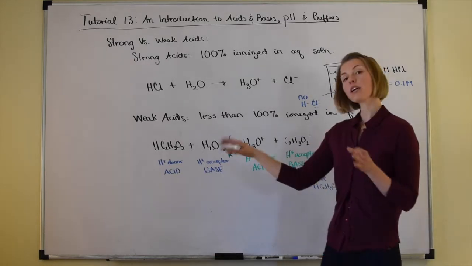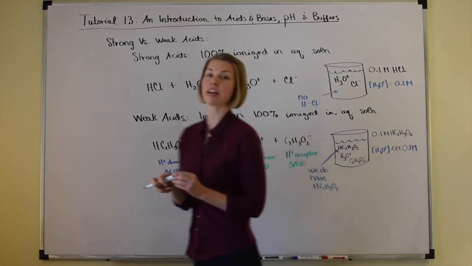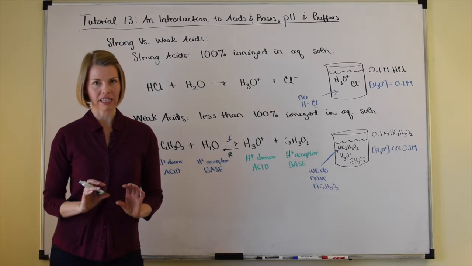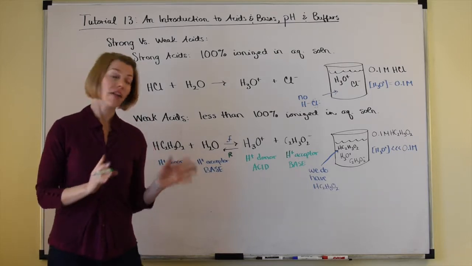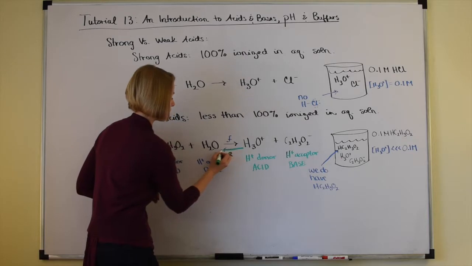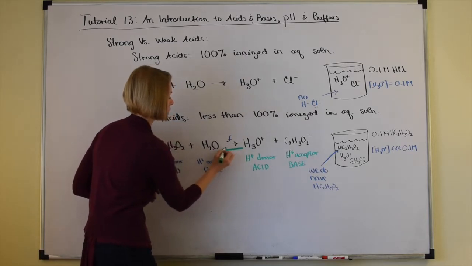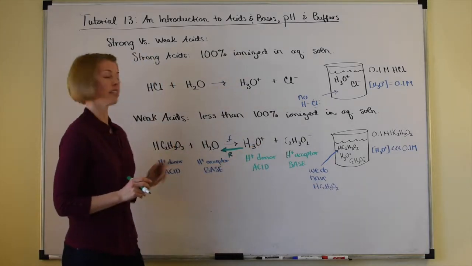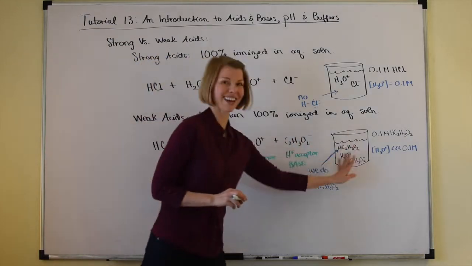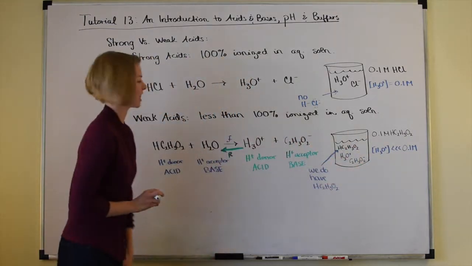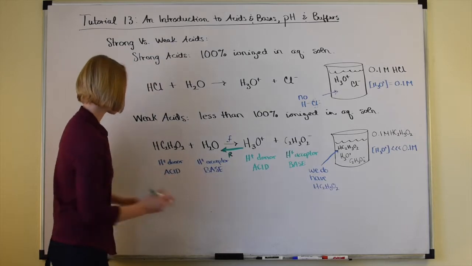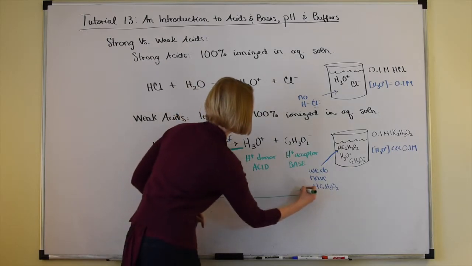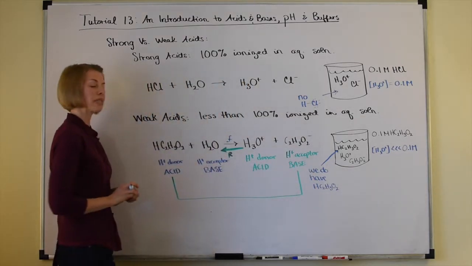Okay. And the equilibrium is always going to favor the side of the reaction with the weaker acid and the weaker base. And so this reaction is going to favor the reverse direction because H3O plus is a stronger acid than the acetic acid. Okay, so we're really going to have a lot less hydronium ion than you might at first glance think.